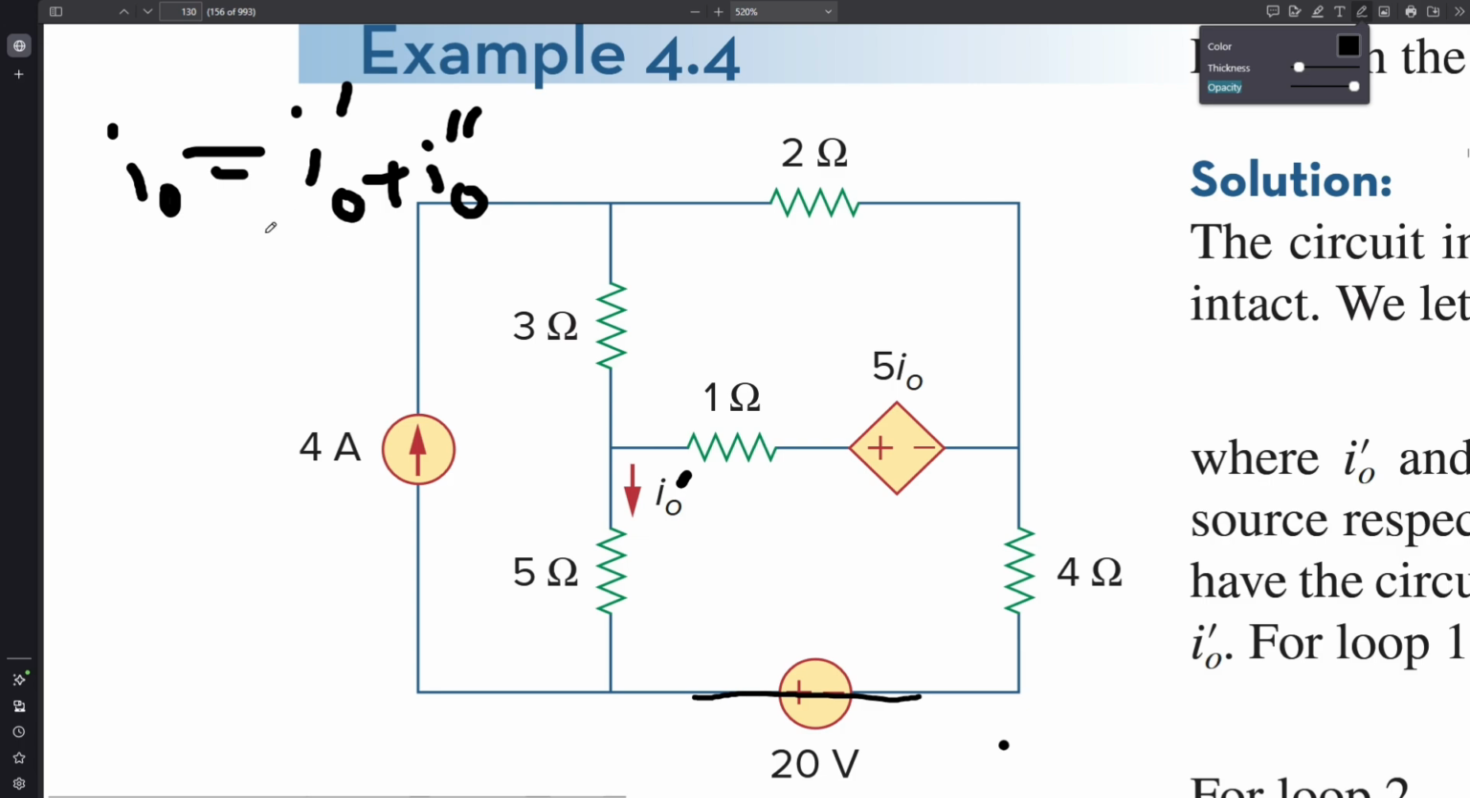So I0 dash is for this scenario where you short circuit the voltage source. Double dash is when you open circuit the current source. Now for this one you will have 3 loops.